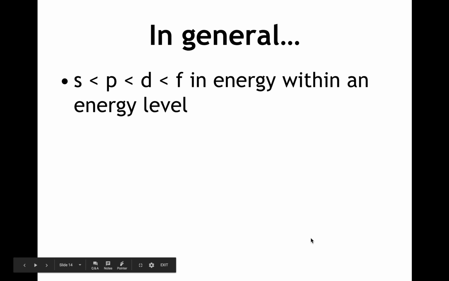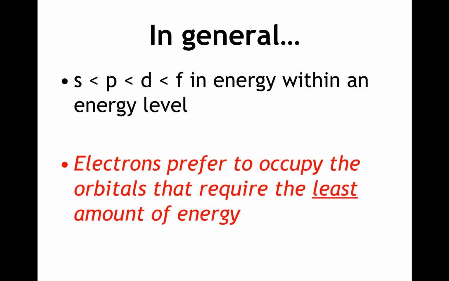In general, you'll have more electrons in P than you do in S, more in D than in P, more in F than in D. Electrons prefer to occupy the orbital that requires the least amount of energy, so we're always going to fill these orbitals from the inside, working our way out. We're never going to start from the outside in, because remember, lowest level for the electrons is where they're going to want to go.